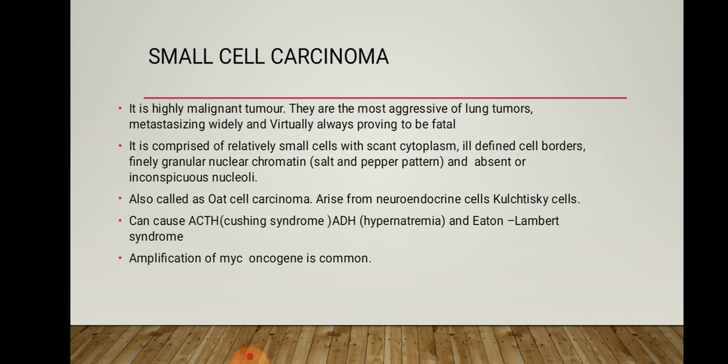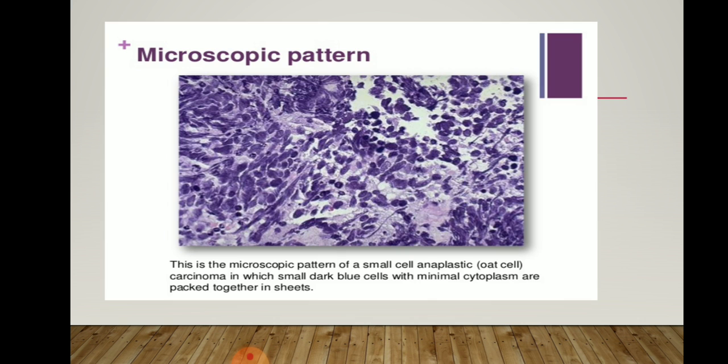Small cell carcinoma. It is a highly malignant tumor. They are the most aggressive form of lung tumors, metastasizing widely and virtually always proving to be fatal. It is comprised of relatively small cells with scant cytoplasm, ill-defined cell borders, finely granular nuclear chromatin, that is salt and pepper pattern, and absent or inconspicuous nucleoli. They are also called oat cell carcinoma. They can cause Cushing syndrome, hyponatremia, Eaton-Lambert syndrome. This is the image showing microscopic appearance of small cell carcinoma, in which we can see small dark blue cells with minimal cytoplasm which are packed together in sheets.